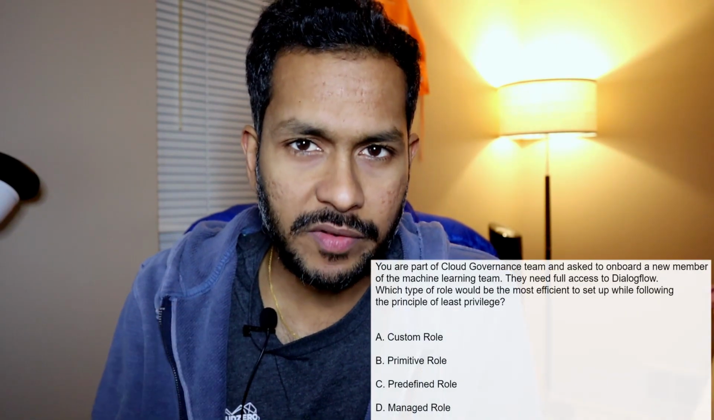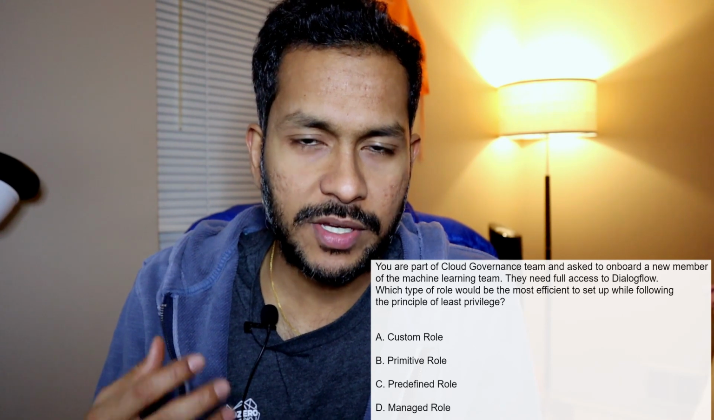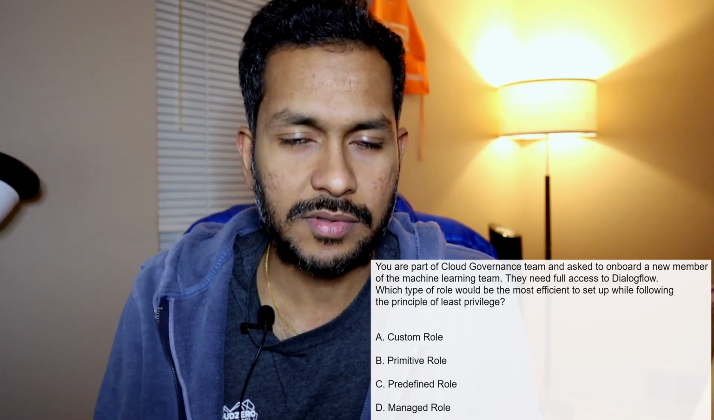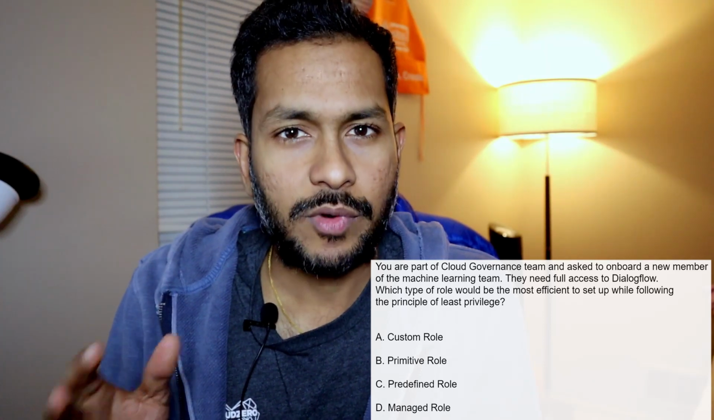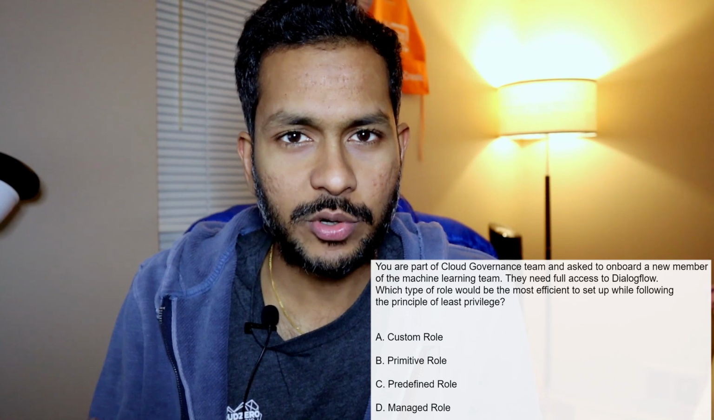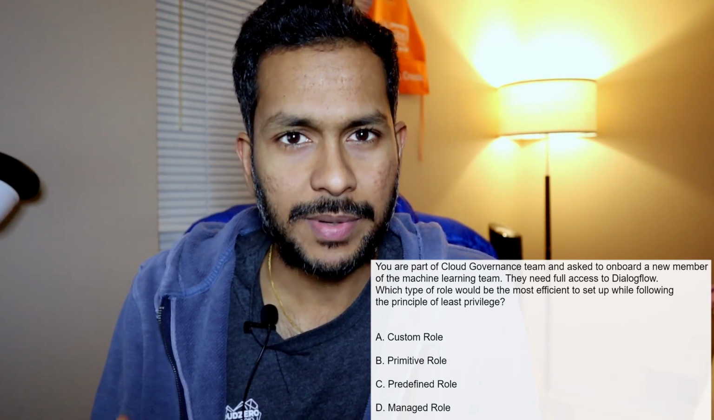Before I go into the console and go through the IAM, I'll ask you a quick question. Pause the video and try to answer in the comment section. You are part of the cloud governance team and you have to onboard a machine learning team, which means that you have to give full access to Dialogflow for that team. Using the principle of least privilege, select one option out of these four options. How would you give them permission? Are you going to give them permission by creating a custom role, a predefined role, a primitive role, or a managed role? By the end of this video, you will know whether your answer is correct or not.